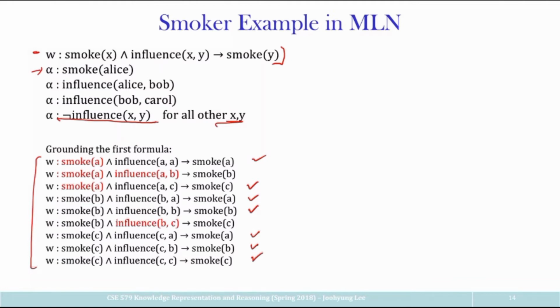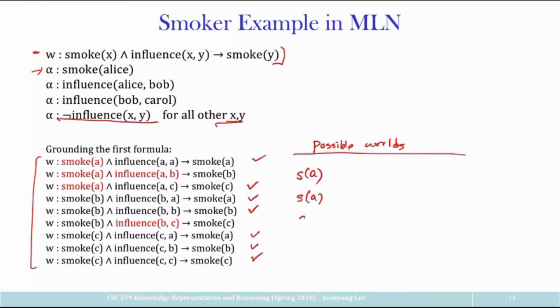Since influence relations have fixed interpretation, let's look at the smoke possibilities. So we want to enumerate possible worlds. Here, what are the possible worlds? The influence relation is fixed, and smoke is fixed for Alice. Alice is known to be a smoker, right? How many other possibilities are there then? 4, because it depends on whether Bob and Carol are smokers or not. So there are 4 possibilities.